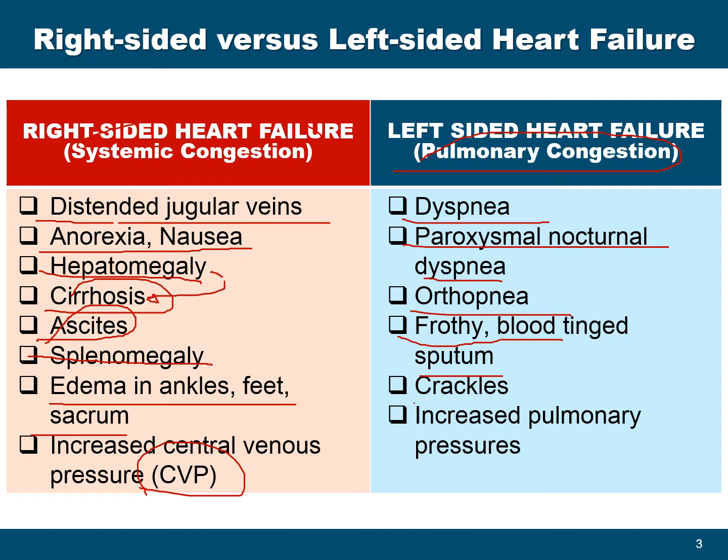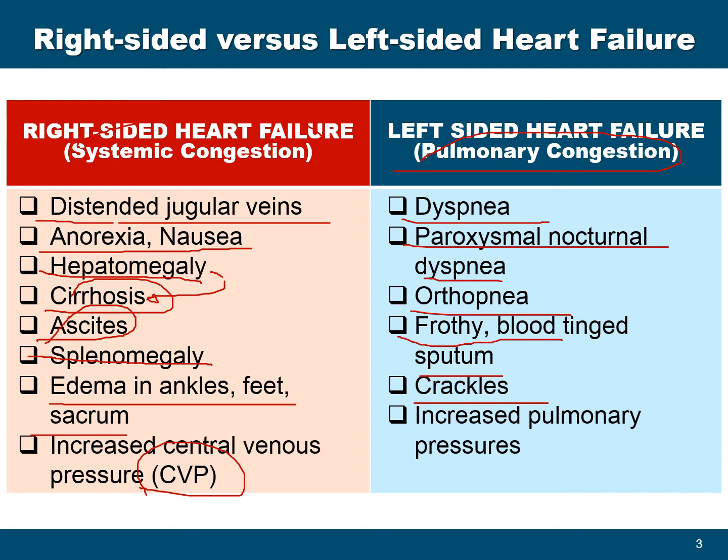Another one is crackles or rales, the characteristic lung sound that you will hear during auscultation because of the accumulation of fluid in the pulmonary system. Now, the pressures that will be increased in left-sided heart failure will be the pulmonary pressures, namely the pulmonary artery pressure and the pulmonary capillary wedge pressure, which can be measured by a Swan-Ganz catheter.